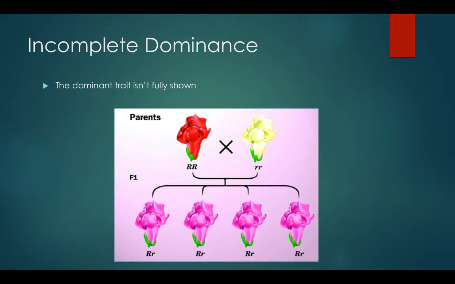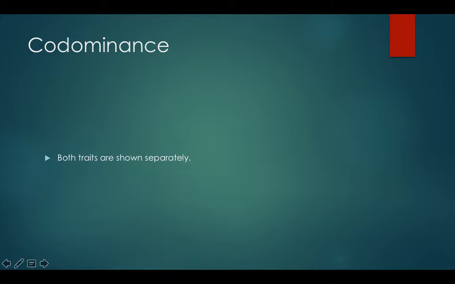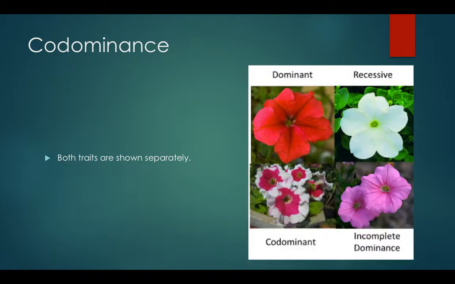And the follow-up logical one for this is called codominance, and this is when both traits are being shown. So a good example of codominance is what you see right here. The dominant is red, the recessive is white. However, if they get put together, you get red and white flowers. So you see both the white and the red. This is an example of codominance and how this works.